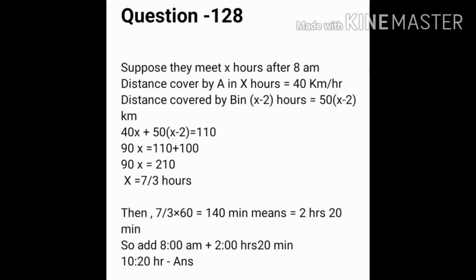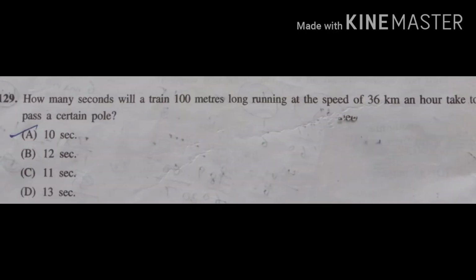So convert the value of 7 by 3 hours by multiplying by 60. You will get 140 minutes, which means 2 hours and 20 minutes they will take. So add 2 hours and 20 minutes to 8 am because train A starts at 8 am. So you will find 10:20 am is the correct option. Option B is the correct option in this question.